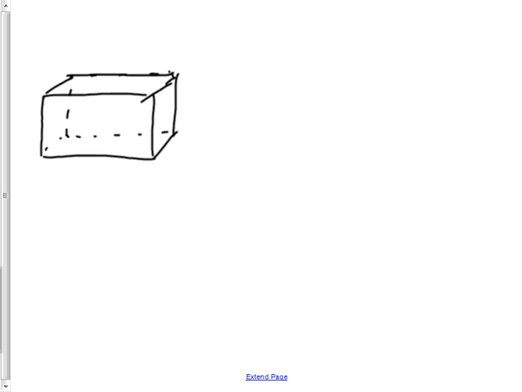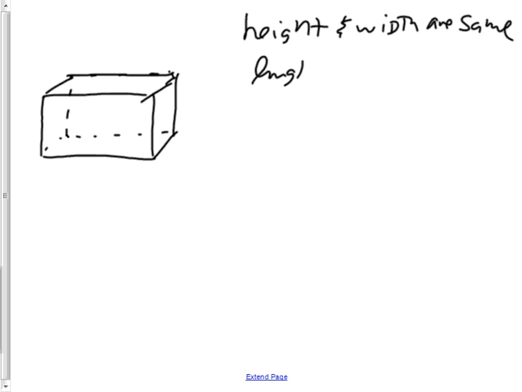And we want the height and the width to be the same. And the length is 3 times longer. My question is, I want a formula for the volume in terms of the length.